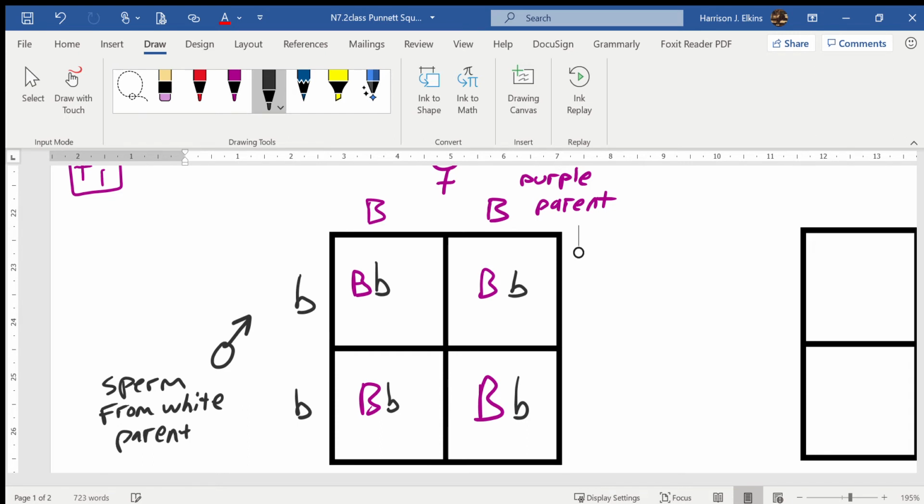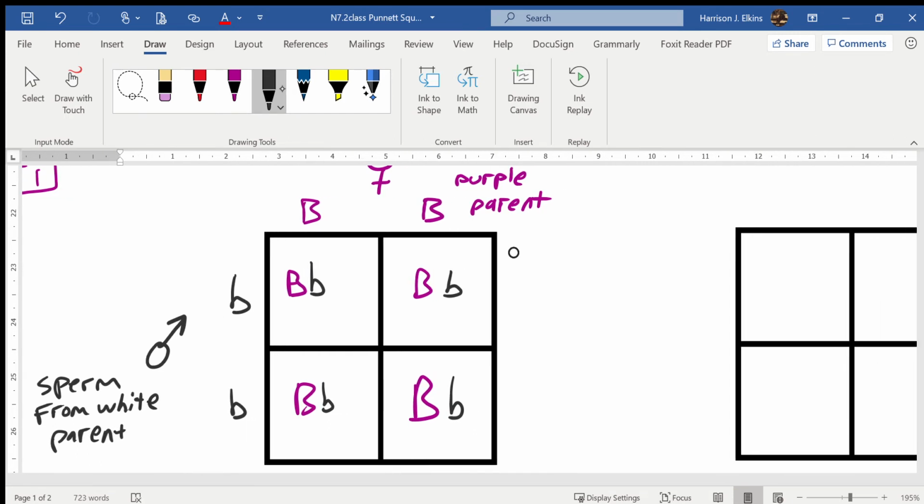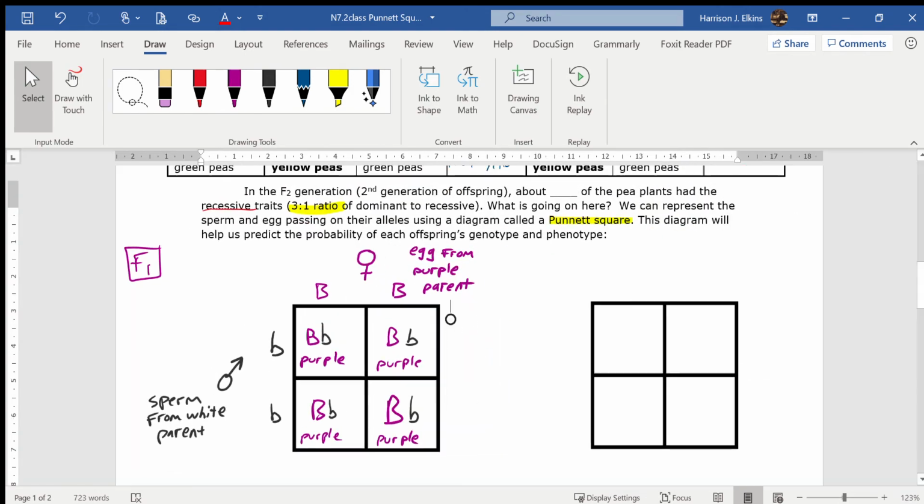Okay? So maybe the sperm's going to carry this one allele. Remember, it's haploid. It's only carrying one of these. So if it does, it's going to combine like that. You'll notice, what's the phenotype going to be of all the offspring? Well, every single one of them has a dominant allele. So that means that this is going to have a purple flower, and this is going to have a purple flower, and this one's going to have a purple flower, and this one's going to have a purple flower. And you know what? That's exactly what Mendel observed.